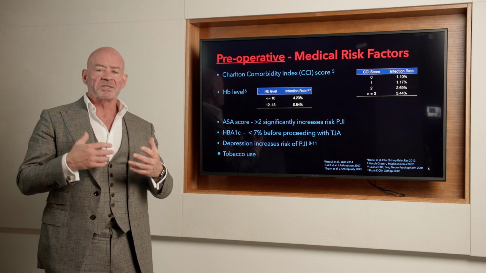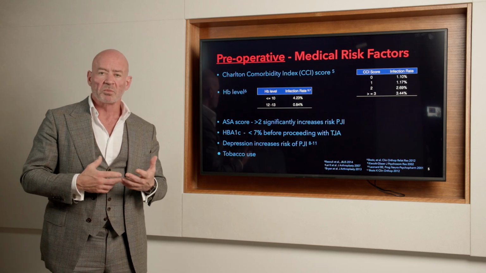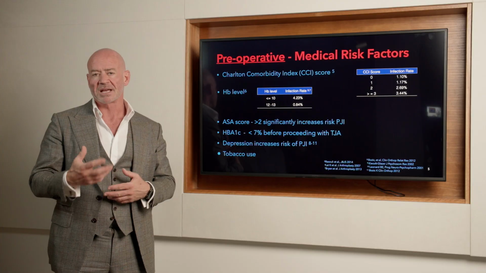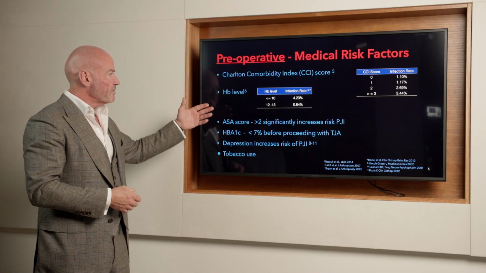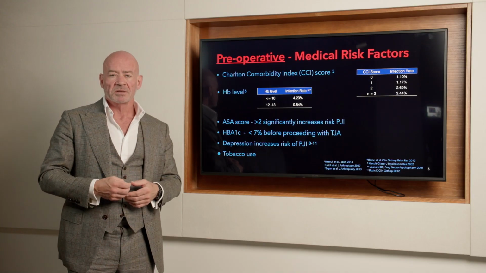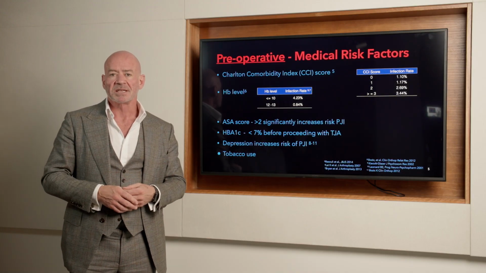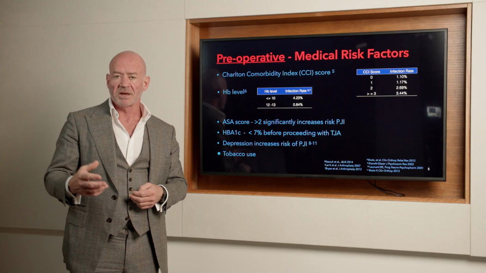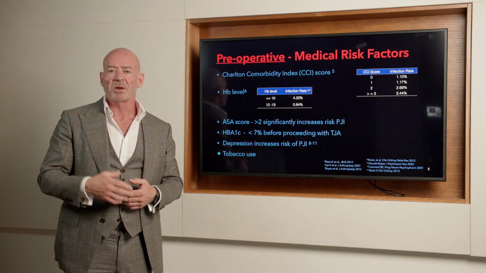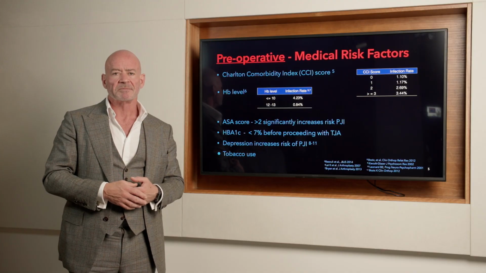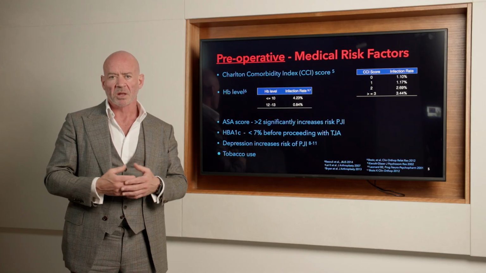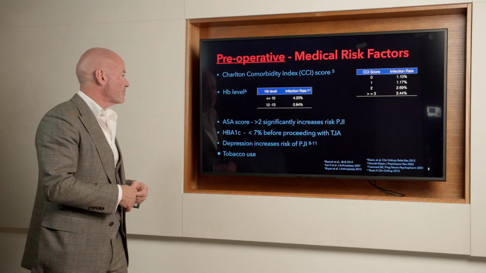Infection rates are increased if you have a lot of comorbidities, a lot of medical problems, diabetes, heart disease, and so on. We want to check your hemoglobin level preoperatively. A low hemoglobin, which is often associated with iron deficiency, is associated with a high infection rate. That needs to be identified, and we correct that preoperatively, usually with an iron infusion and waiting for your hemoglobin, your blood cell count, to come up.